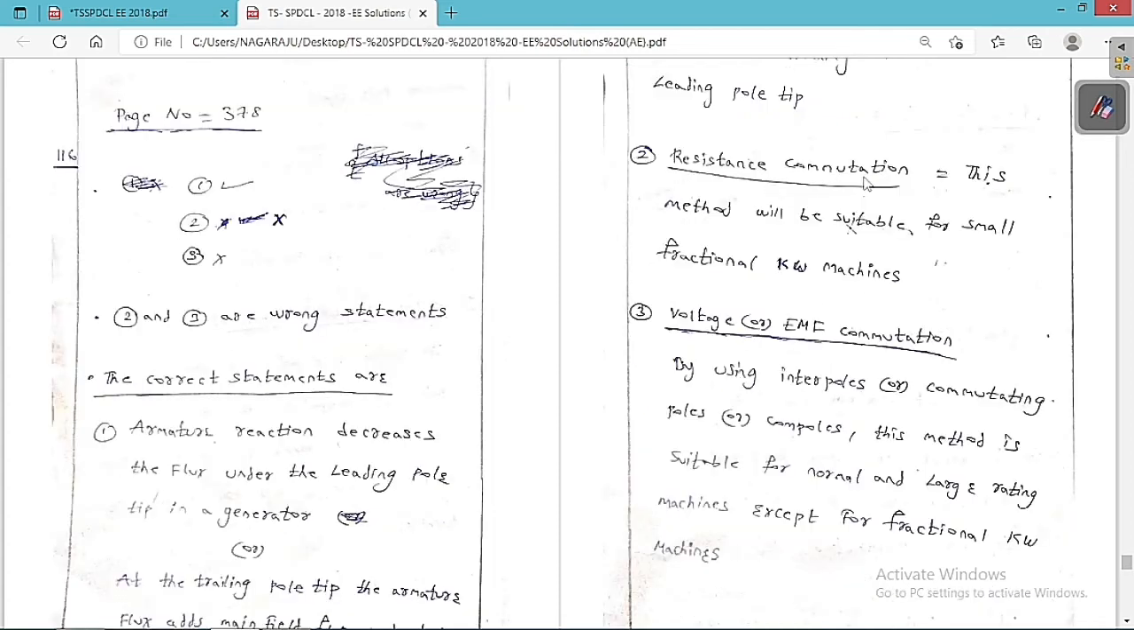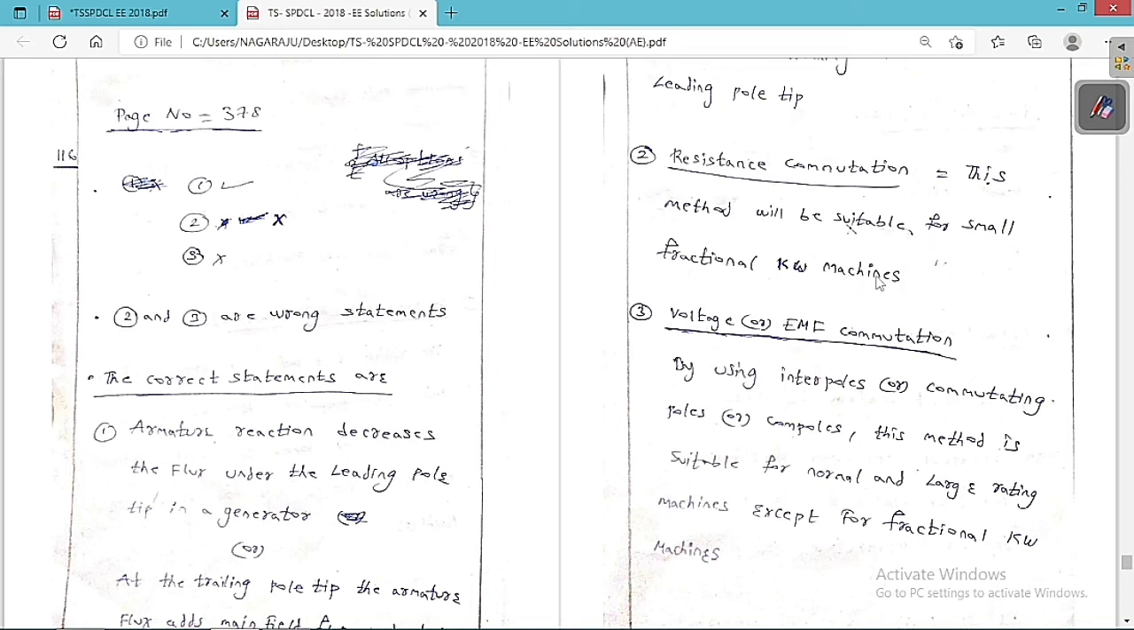Now comes the second method, called resistance commutation. This method will be suitable for small fractional kilowatt machines only. I have already told you that resistance commutation is basically used only for small fractional kilowatt machines, which means we are going to use brushes of huge resistance. So we make the brushes of huge resistance only for low fractional kilowatt machines.